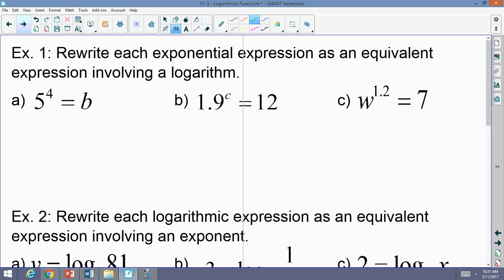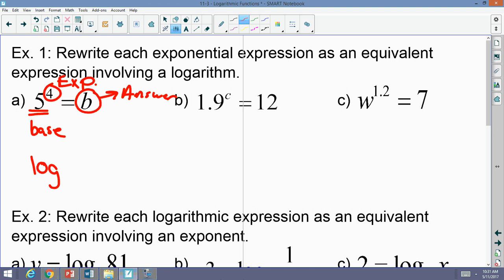So now, let's practice. Let's rewrite each exponential expression as an equivalent expression involving a logarithm. So, remember, guys, just so you can understand where my brain is going. Equals. When something equals something, that's an answer. This is my base, and this right here is my exponent. Log base b, so base of 5, of the answer, in this case it's b, equals my exponent of 4. Does everyone see that? Okay.